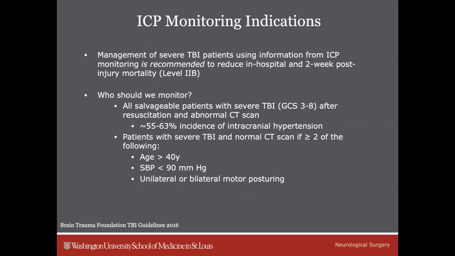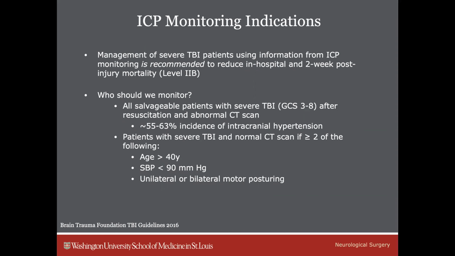So who should we monitor? Typically, anybody with severe TBI, that is GCS 3 to 8, with an abnormal CT scan. The reason we do that is because a half to a third of these patients have intracranial hypertension down the way.